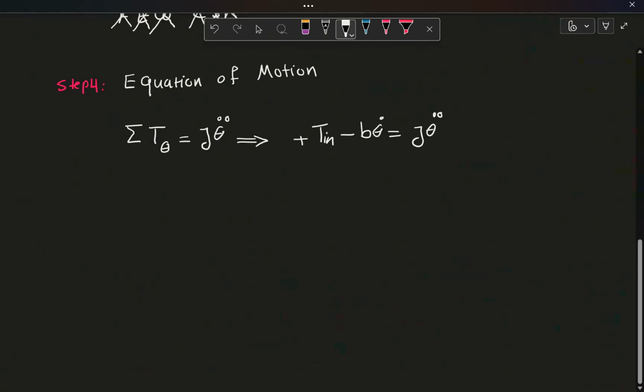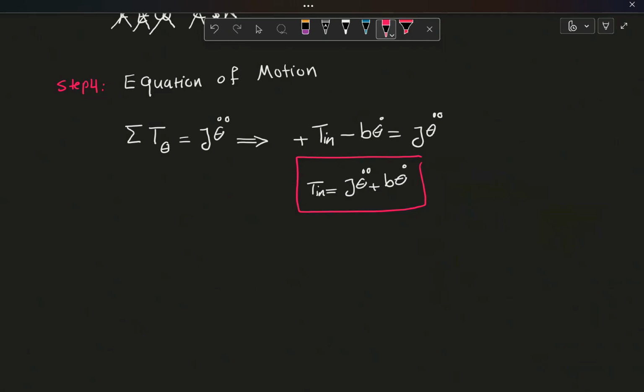Okay. Now, let's keep the input on one side, and bring the dynamic terms to the other side. Then you will have T input equals J theta double dot plus B theta dot. And you can do the sanity check for this setup. You see that you have only one family, which is the family of theta. Within that family, you have two members, theta dot and theta double dot. So there are no sign mismatches within the members of that family. You can safely box this equation. Good? Okay.